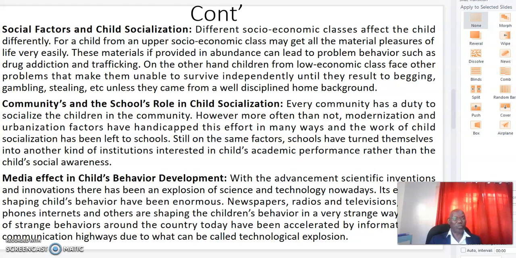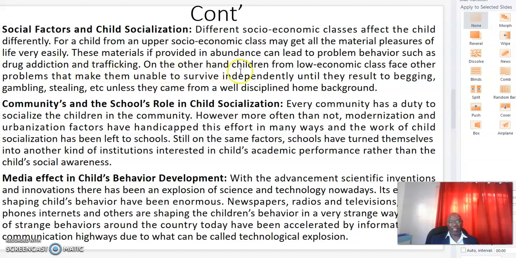Other factors include social factors and child socialization. Different socioeconomic classes affect the child differently. A child from an upper socioeconomic class may get all the material pleasures very easily. These materials, if provided in abundance, can lead to problem behavior such as drug addiction and trafficking.